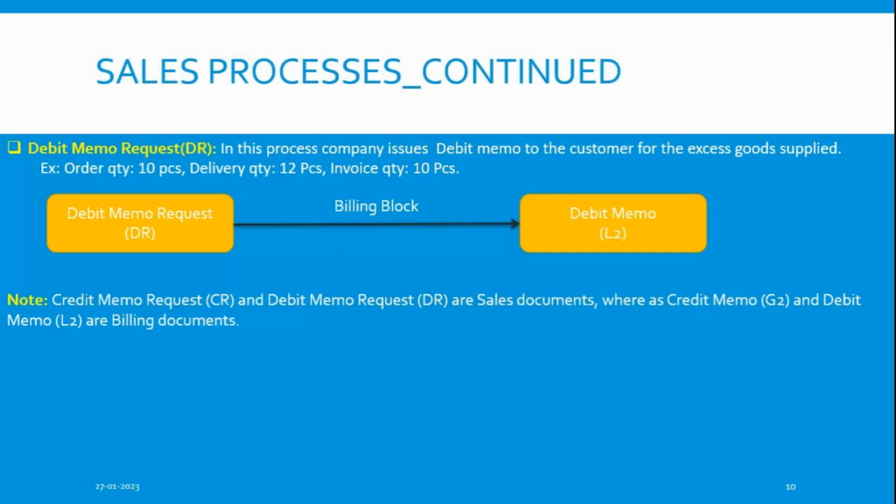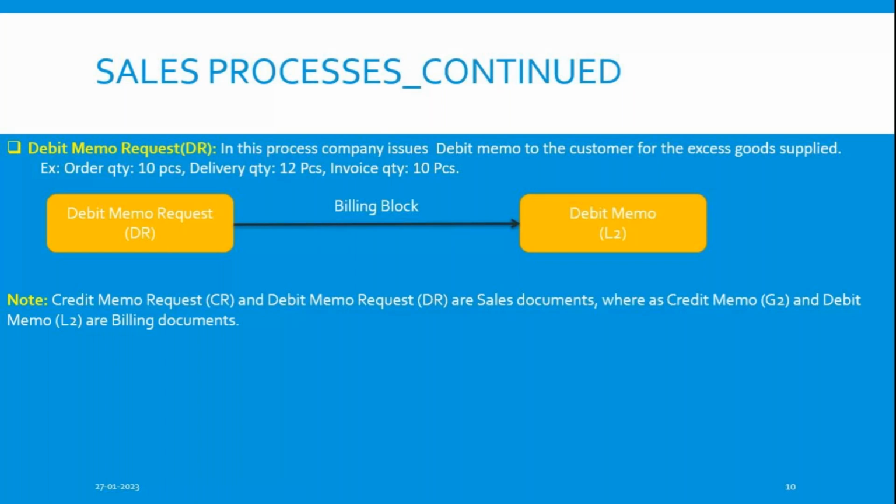You see, credit memo request and debit memo request are sales documents, whereas credit memo and debit memo are billing documents. For the people who come saying they are certified consultants, we take a lot of interviews. We know that in the resume they mention certified consultant and all. We put very fundamental questions to see whether they understood the concept or not.